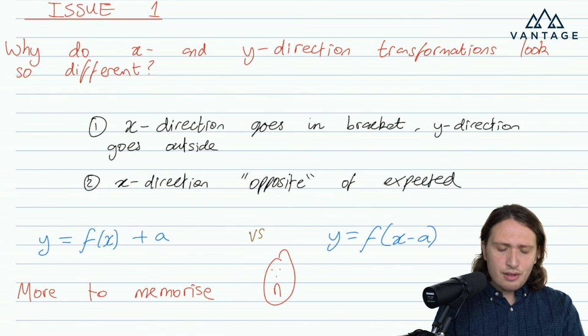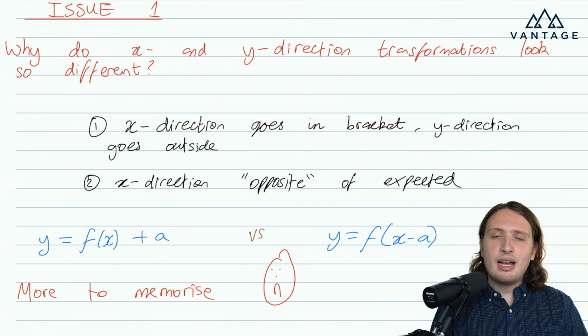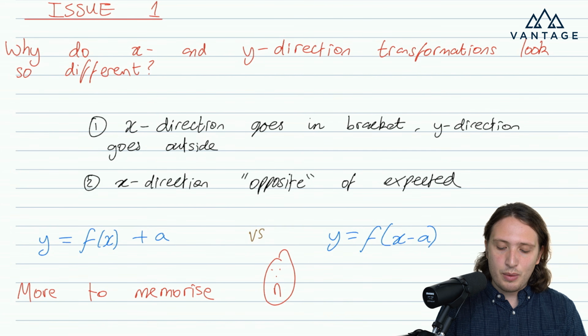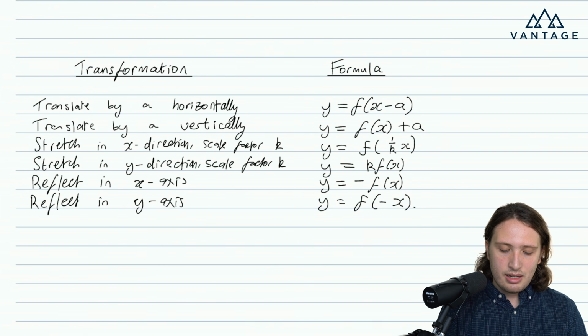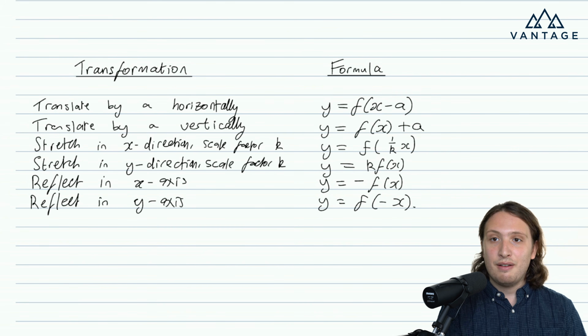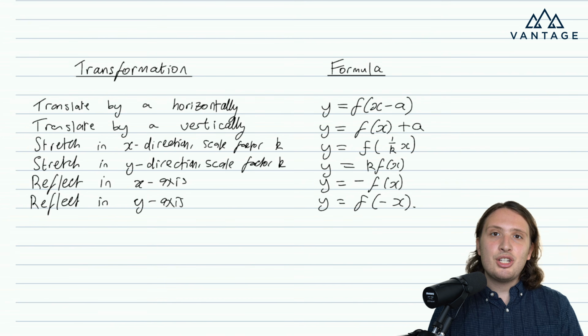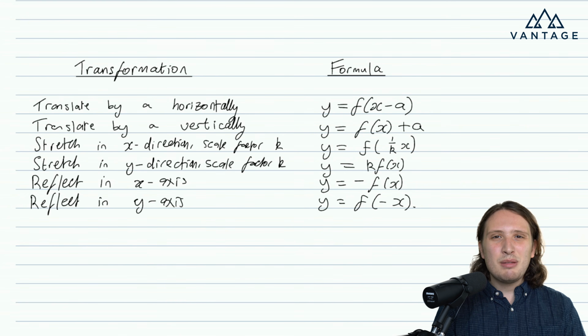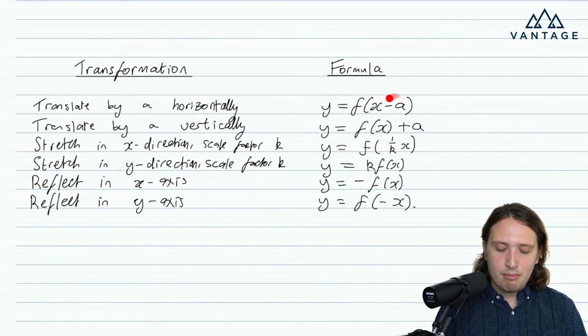So the difference can broadly be summarised that the transformations in the x direction go in the bracket, whereas the y direction transformations go outside. So for translation, in versus out. For reflection, out versus in. For stretch, in versus out. And moreover, transformations in the x direction seem to be the opposite of what you'd expect. So I've got a minus a rather than a plus a. Or for a stretch with scale factor k, I've got a 1 over k rather than a k.